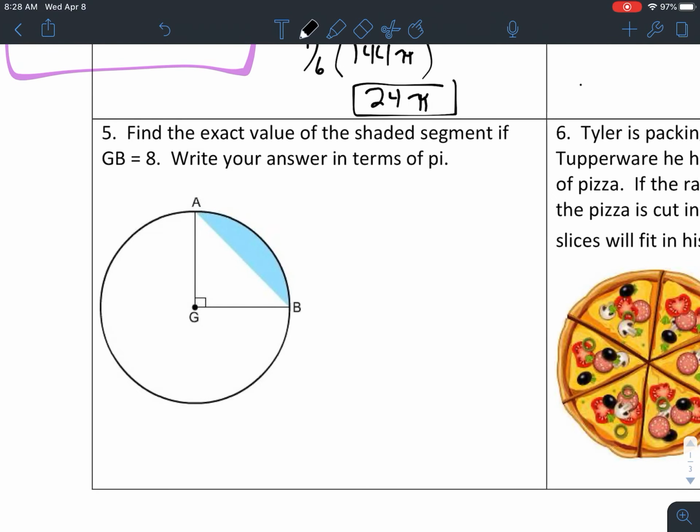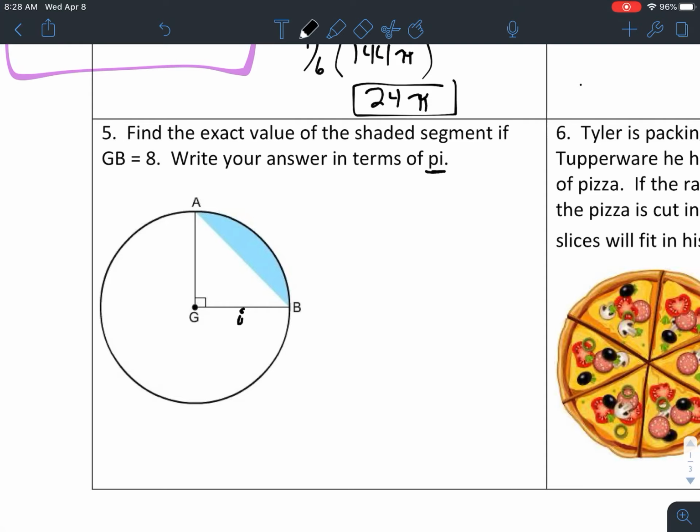All right, now we're looking at this next section where it's talking about find the exact value of the shaded region in circle G, if GB equals 8, write your answer in terms of pi. So that means we're leaving pi in the problem. Okay, we're not taking pi out. So GB, our radius is 8.